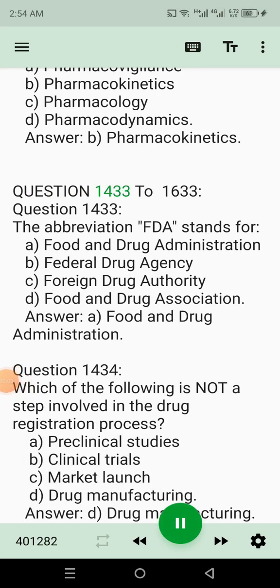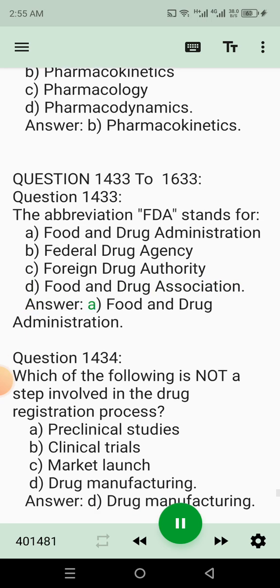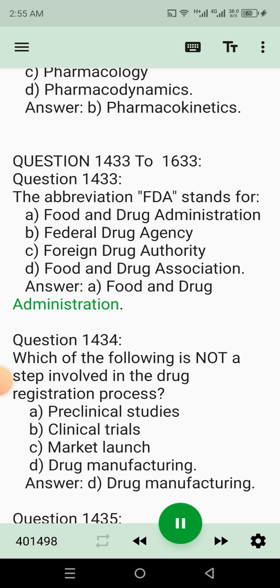Question 1433 to 1633. Question 1433. The abbreviation FDA stands for A. Food and Drug Administration. B. Federal Drug Agency. C. Foreign Drug Authority. D. Food and Drug Association. Answer. A. Food and Drug Administration.